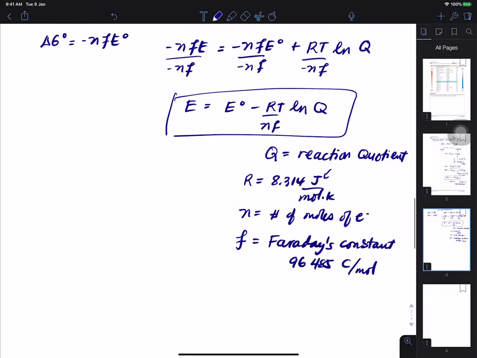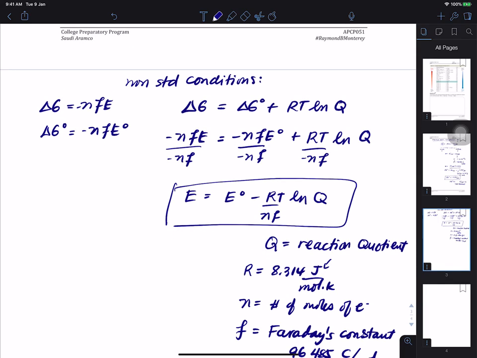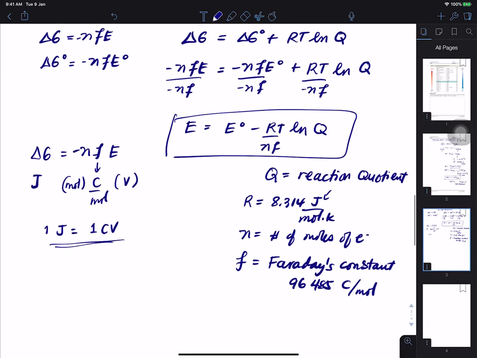So you see here, if we look at the relationship of the units, just so we're not lost, the Gibbs free energy is in joules, right? Faraday's constant is in coulombs per mole. You have moles of electrons here, and your cell potential is in volts. So it tells us that 1 joule is essentially 1 coulomb volt. So that's the work of Faraday.